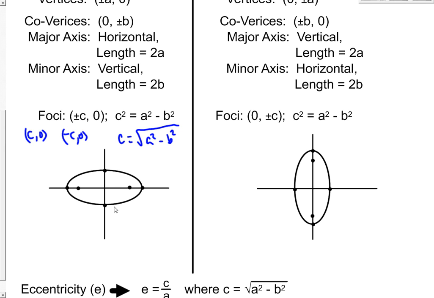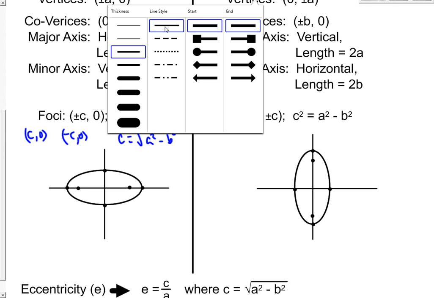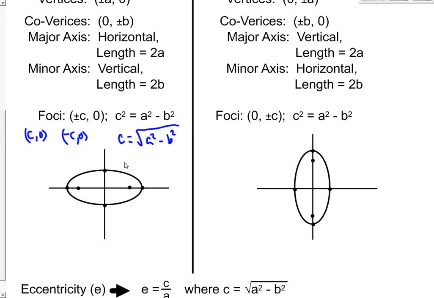Okay, so when we look at this graph, this is a horizontal ellipse. These are your b values, the co-vertices. So this is going to be (0, b), and down here is (0, negative b). On the long end points, those are your vertices. So on the left here, that is (negative a, 0). Over here on the right, you have (positive a, 0). And these points on the inside, these are your foci.